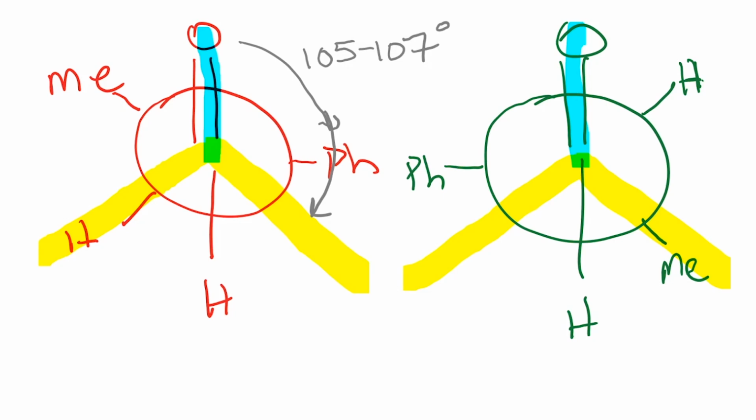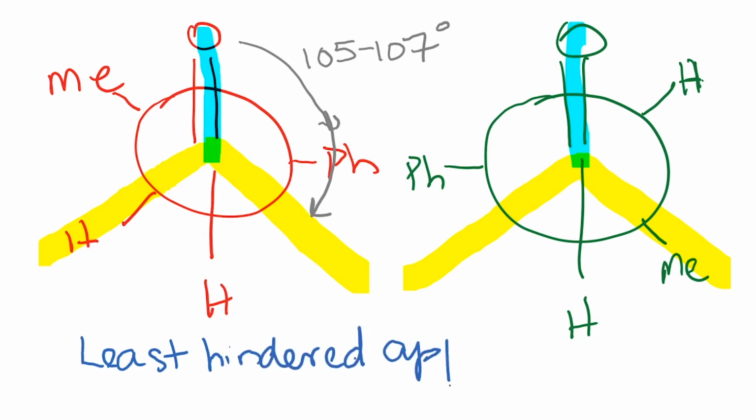Okay, so now how do we account for the difference in reactivity? So the difference in reactivity can now be attributed to the one which has the least hindered approach. Okay, so I will repeat. The attack that has the least hindered approach is the most favorable or the least energetic.